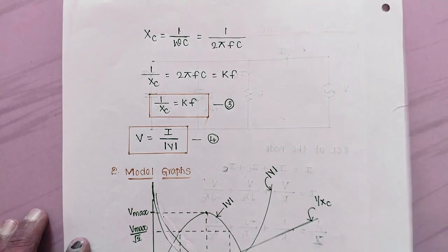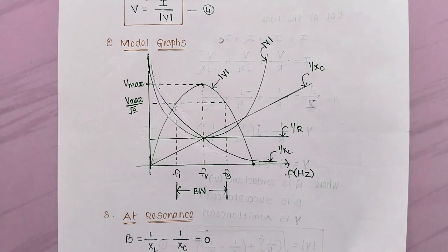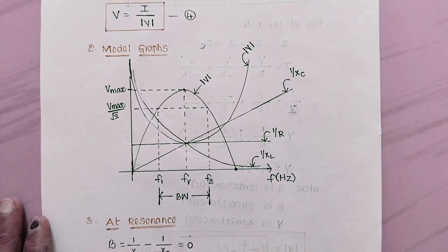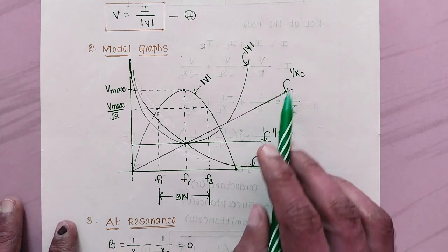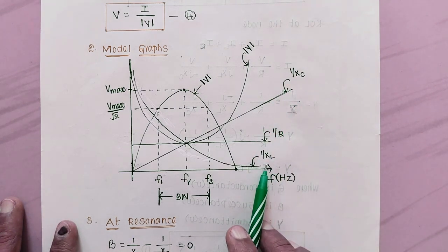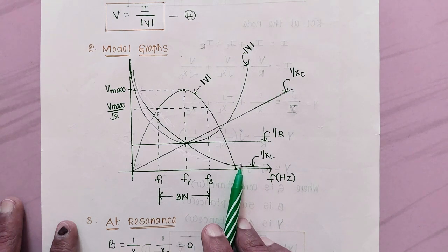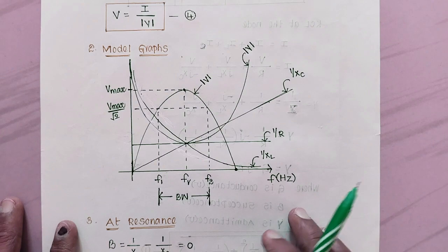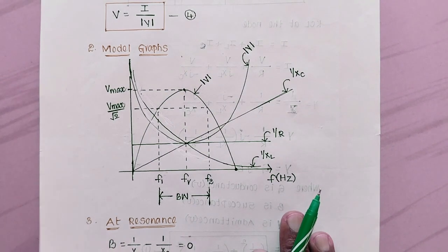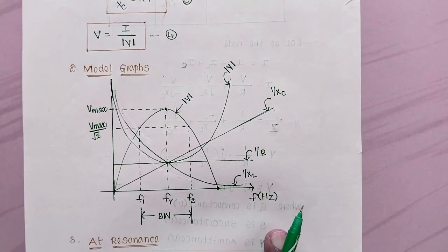Now let us try to draw the graphs against frequency: 1 by R against frequency, 1 by XC against frequency, 1 by XL against frequency, mod Y against frequency, and mod V against frequency. So these are the different curves which we have to draw in parallel resonance.